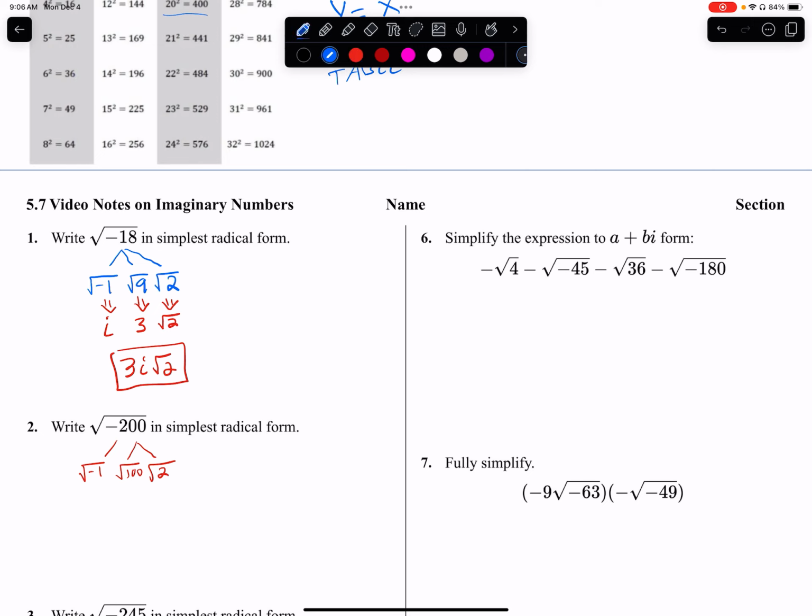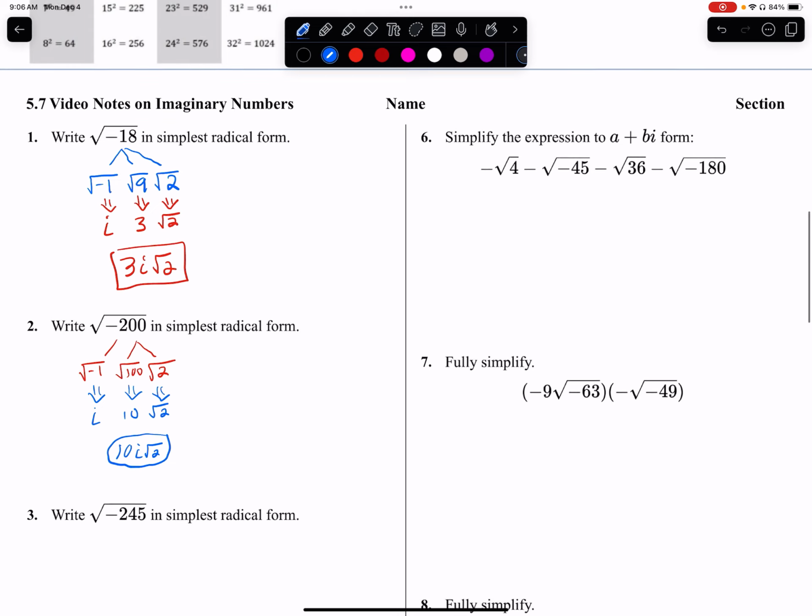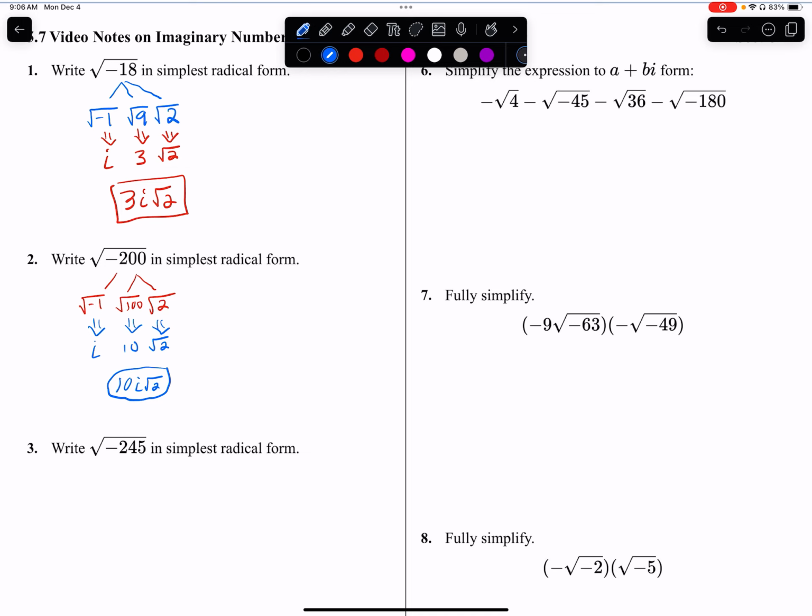Now you can see here, the square root of negative 1 is i, the square root of 100 is 10, and then the square root of 2 remains the square root of 2. It remains an irrational number, and we leave it as is. Now in proper format, we should write 10i radical 2, because you don't want that i to get lost underneath the radical. And there's the simplified version of this. Then if we're looking at the square root of negative 245, right away, let's break this down into the square root of negative 1.